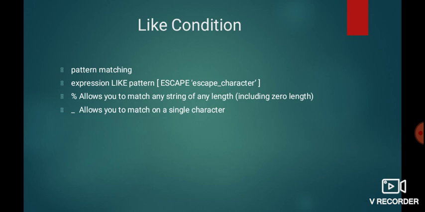Next we have the LIKE condition. The LIKE operator is basically used to match a particular pattern. Mostly two operators are used in the LIKE condition, percent and underscore. Percent allows you to match any string of any length, including zero length. Underscore allows you to match only a single character. So if you want to match only a single character, then underscore is used, and if you want to match multiple characters, then percent is used.